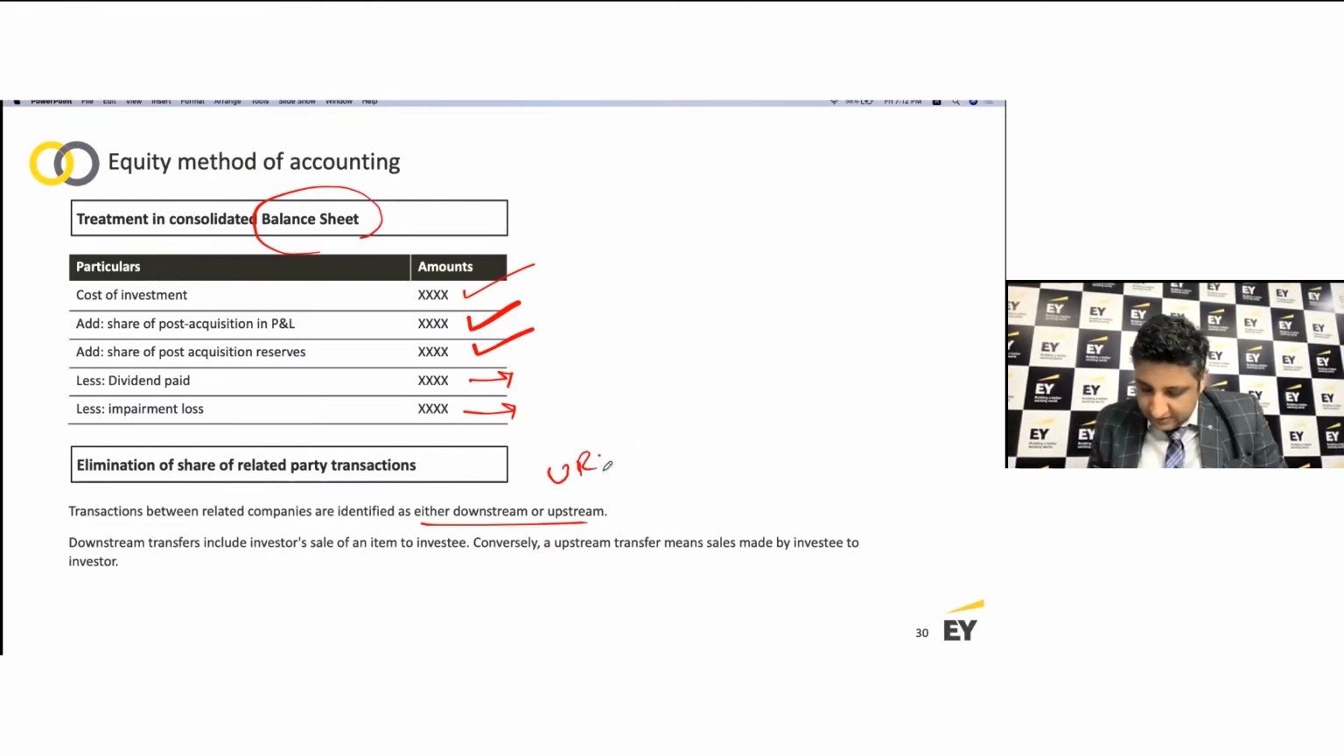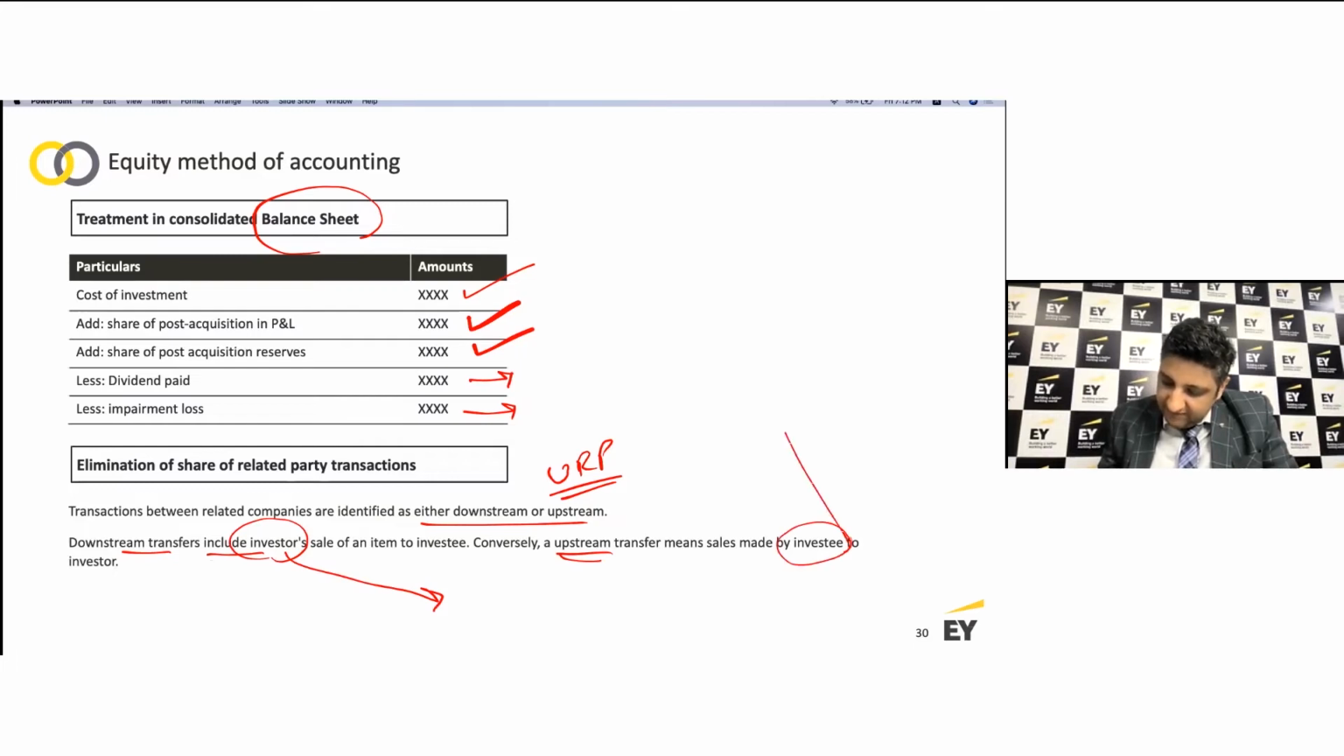That is, is there an unrealized profit? And we shall be dealing with those transactions with the help of several examples also. We'll be discussing specifically how it really operates. Just as an explanation, the downstream transfer would mean the investor is selling to the investee, and upstream transfer would mean that the investee is selling to the investor. So that's where you look at the downstream and the upstream side.